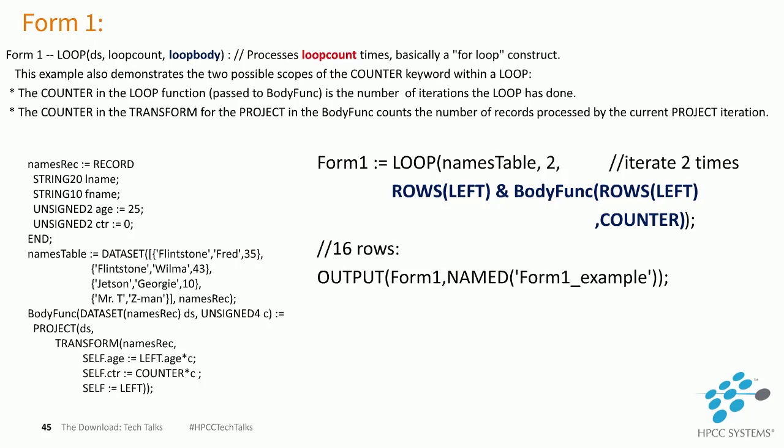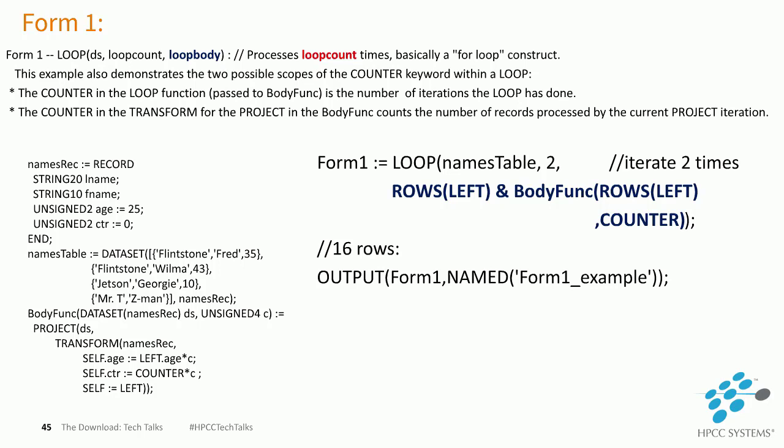So the first example here, form number 1, simply uses a hard-coded loop count with the loop body. So in this example, we're saying loop from this names table, again, our Flintstones and Jetsons and so on, and we're going to loop twice, and the loop body is actually taking an expression here, the rows of the left, with the body function, rows of the left, and then also passing it the counter.